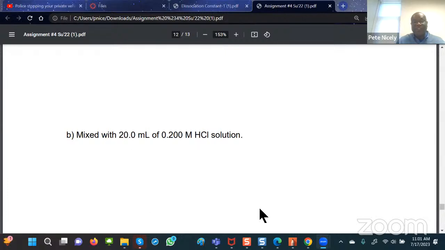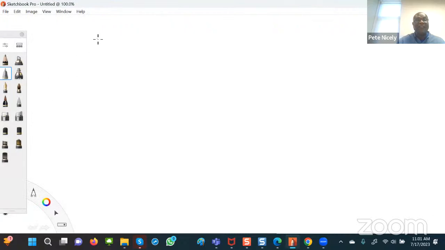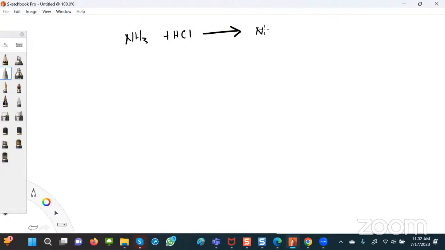All right. So again, I'm going to go to my writing pad here. And what I'm going to do is write down the equation for the reaction that will take place between ammonia and the hydrochloric acid. So this is ammonia. And this is hydrochloric acid, HCl. So can anybody tell me what would be the products of this reaction? Is it NH4+ Cl-? Exactly. Ammonium plus the chloride.